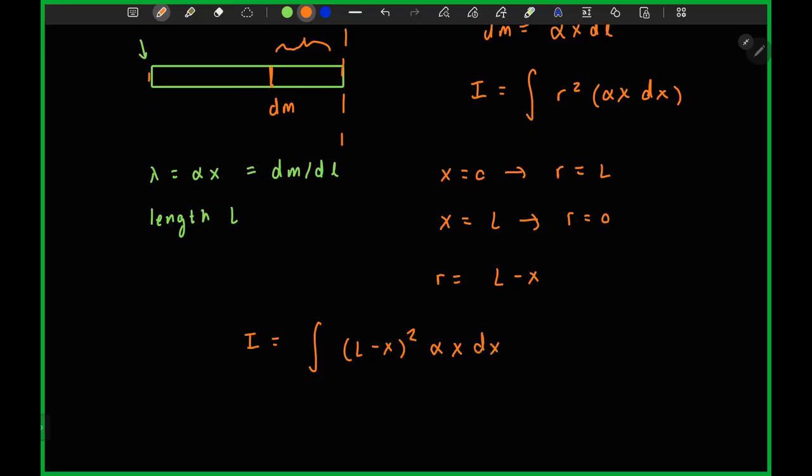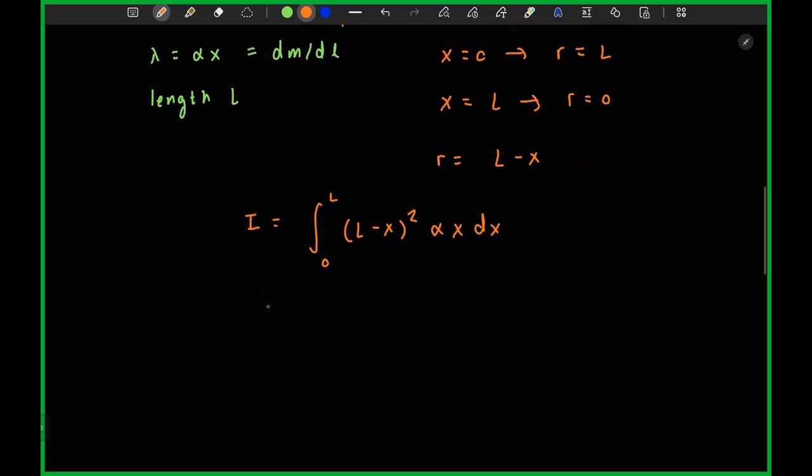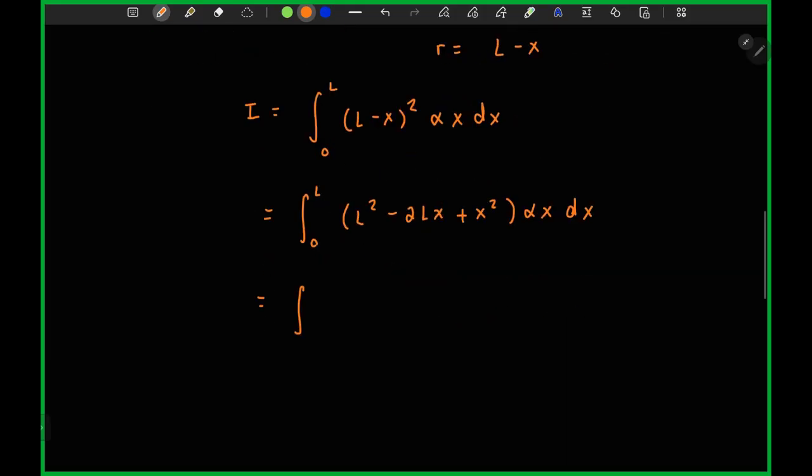What are our bounds of integration? Again, we're still integrating along the entire rod. So our bounds of integration will be from 0 to L. Evaluating this will take a little bit more work, but of course it is just a polynomial integral. So we can expand. What do we get? We get (L squared minus 2Lx plus x squared) all times alpha x dx, which again can further expand.